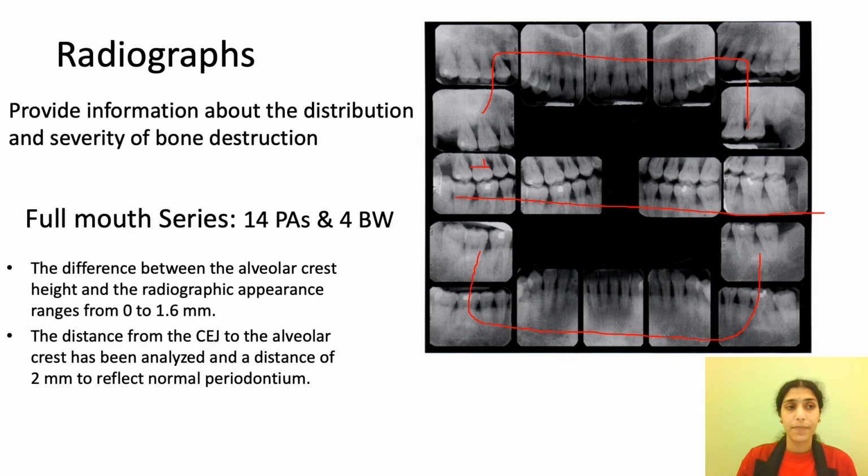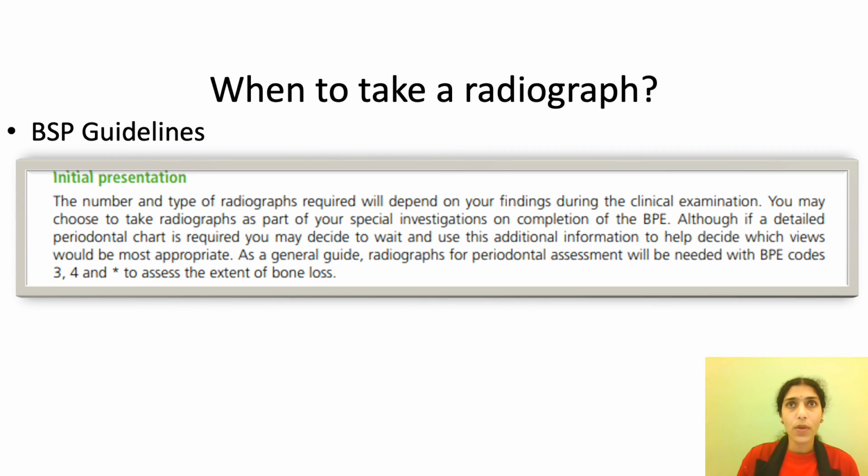So to start with, briefly, according to the BSP guidelines, the British Society of Periodontology guidelines, when to take a radiograph for a patient who you suspect to have periodontitis. Clinically, when you suspect the patient has deeper probing pocket depths, then you think the patient may have periodontitis. But if it is a localized periodontitis, it is not necessary to really take a radiograph, right? When you suspect a generalized periodontitis, then possibly it is important. As a general guide, radiographs for periodontal assessment will be needed with the BPE codes of 3, 4 and asterisk to assess the extent of bone loss.